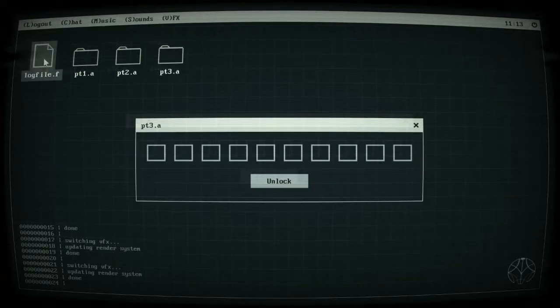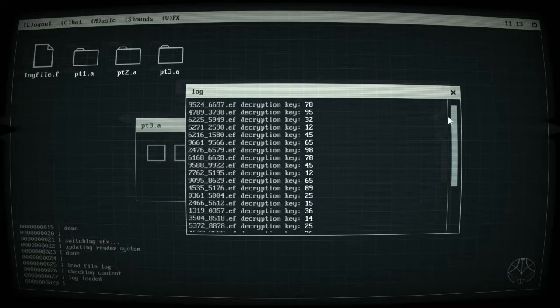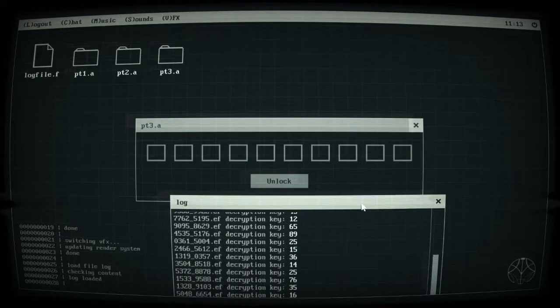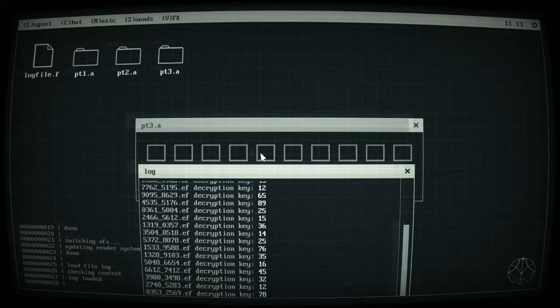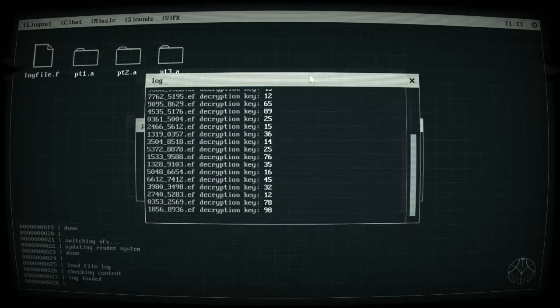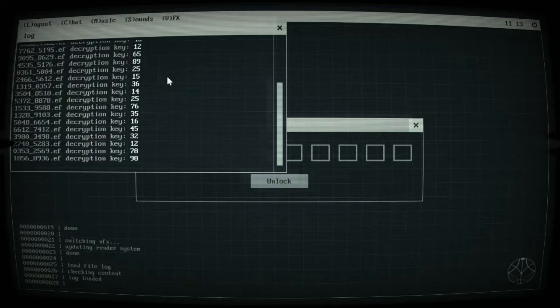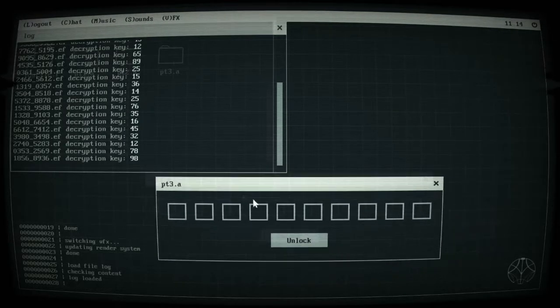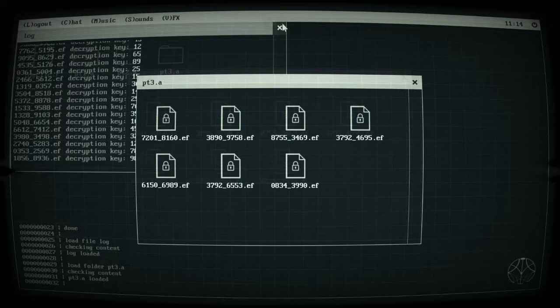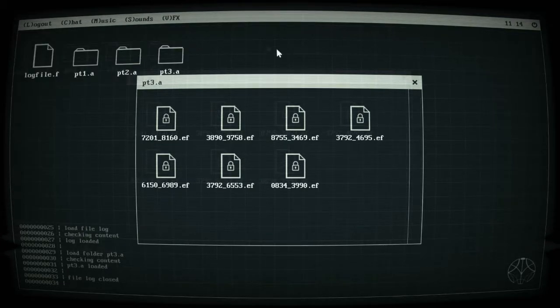Oh, shoot. We need this again, don't we? Okay. It's only 10 of them, the last 10. So where do we start from? 1, 2, 3, 4, 5, 6, 7, 8, 9, 10. Okay, so we start with 14 here. We have 14, 25, 76, 35, 16, 45, 32, 12, 78, and 98. All right, let's get to work.